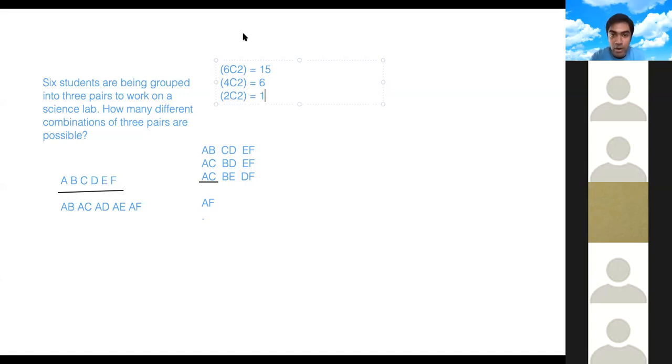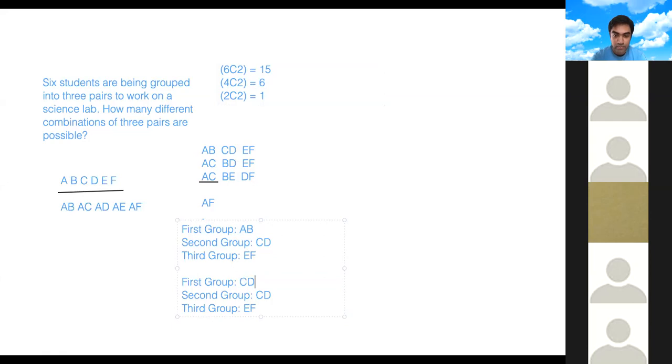Okay, so now I'm counting the number of choices for the first group, the second group, and the third group. Is there anything I'm counting multiple times? So consider this case. The first group I pick AB, second group CD, the last group has to be EF. Is this the same thing as saying the first group being CD, second group being AB, third group being EF?